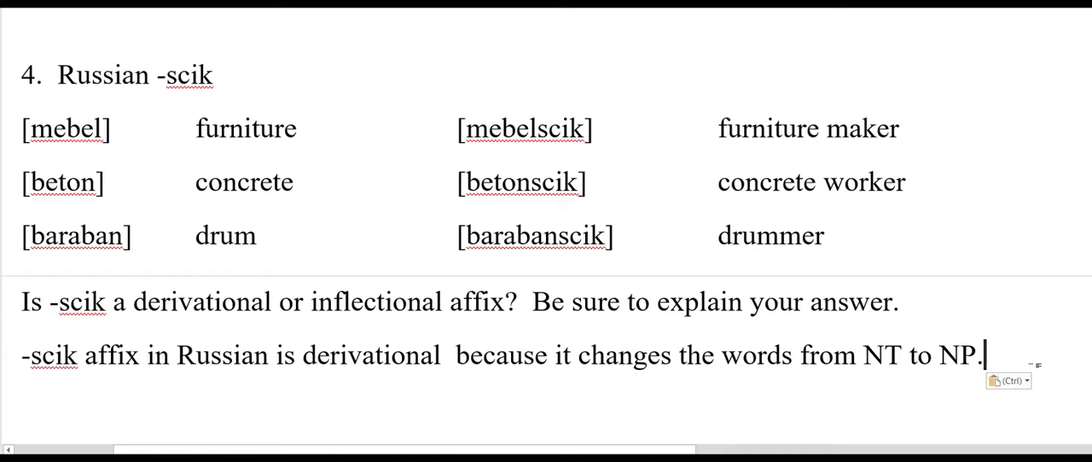And this is what we call solving problems in morphology and affixes in other languages. So when we look at morphology, we don't just look at the affixation process in English, but we compare that to other languages.